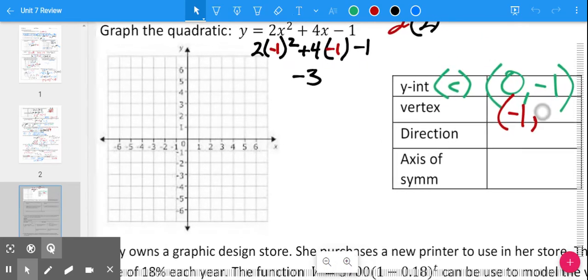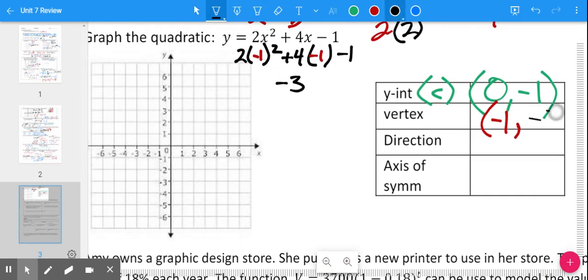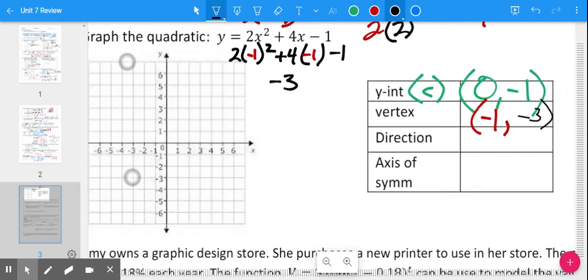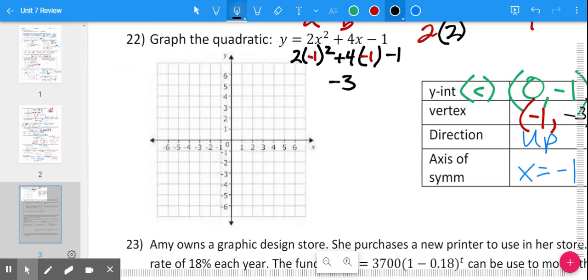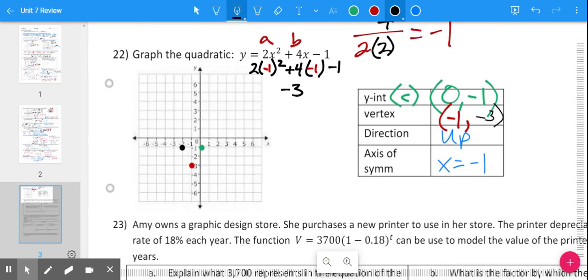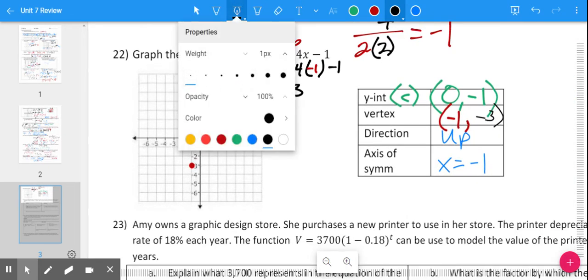So -3 is the y value of your vertex. Because the a value is positive, the graph opens up, and the axis of symmetry is the same as the x coordinate in your vertex. So when we plug in everything we know, (0, -1) is your y-intercept. Your vertex is at (-1, -3). We know that it's symmetric, so we have that dot there as well. And then we draw our parabola.